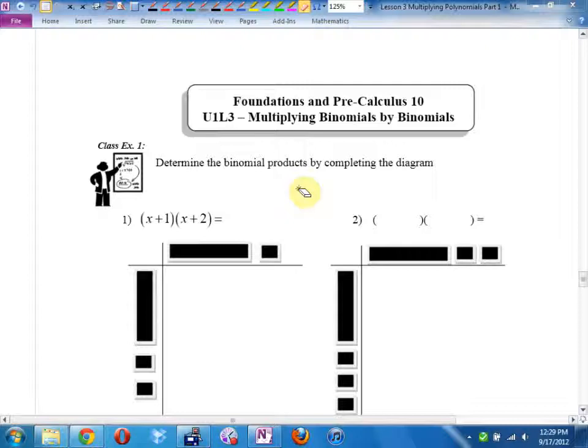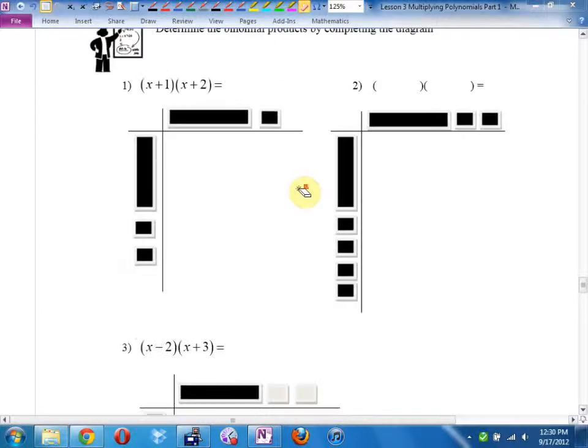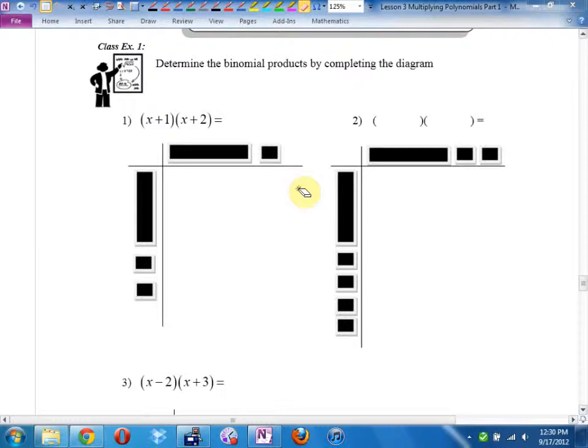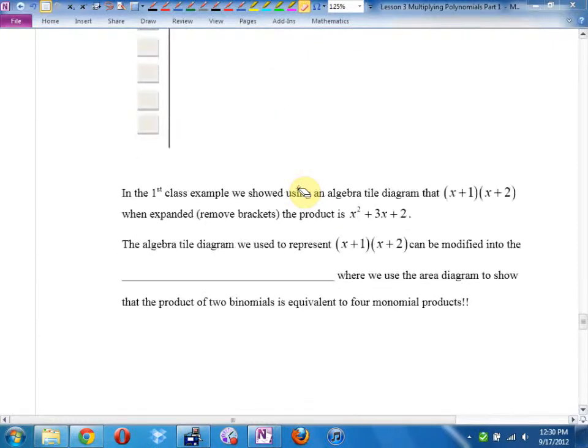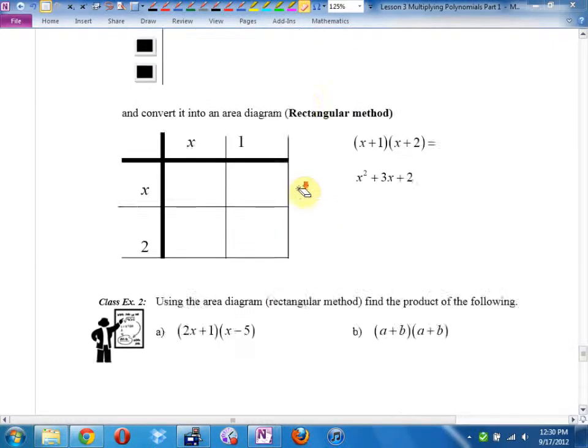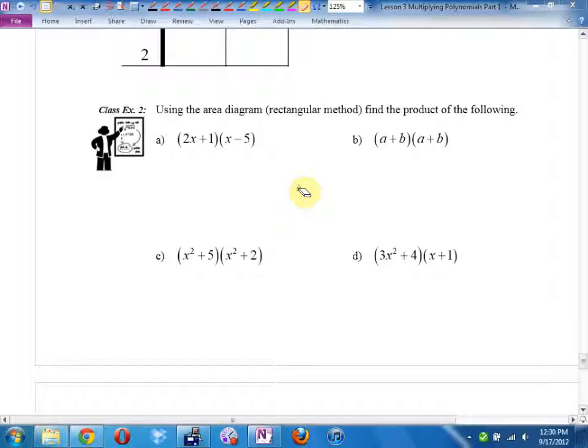If I give you a binomial times a binomial, if you can do it in your head showing no work, good. If it's a yucky binomial times a yucky binomial, okay, Megan, I have no problem showing some work. And I'll show you what I mean. It wants us to determine the binomial products by completing the diagram. I'm actually going to pass on that. And we are going to jump right to example 2 right here. So find example 2A.